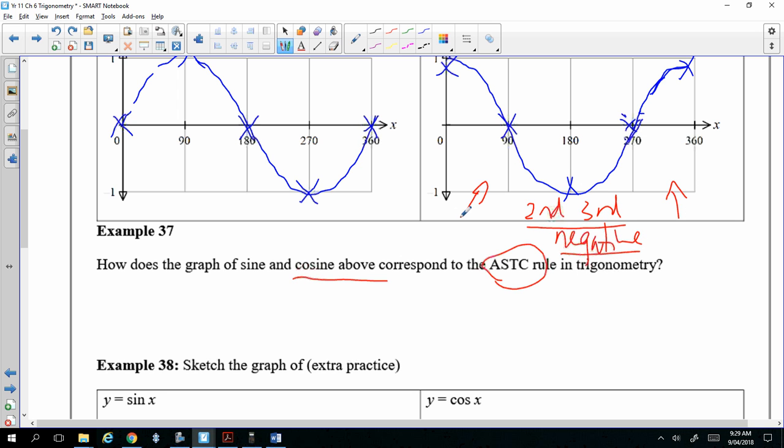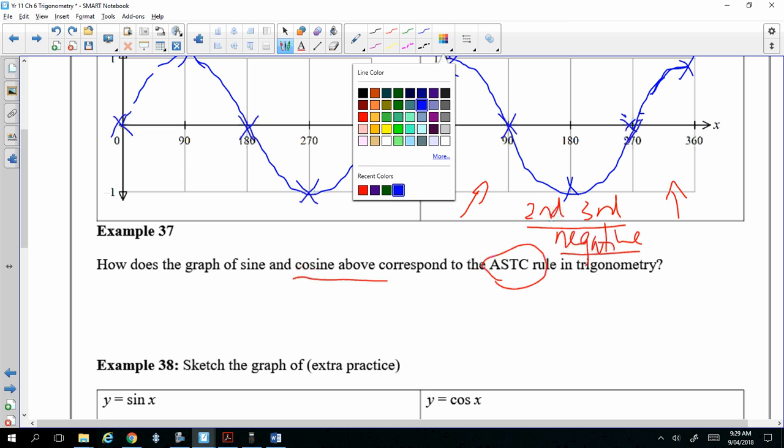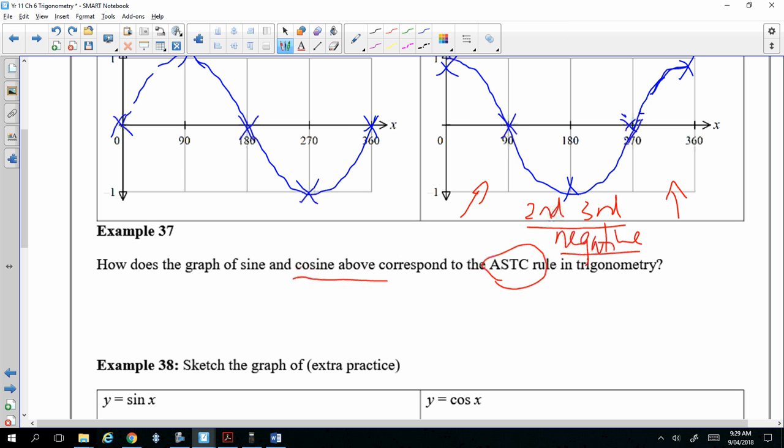Okay, so fourth and the first. Alright, so that's positive. So use that to help you remember the graph, or use the graph to help you remember these rules, okay?